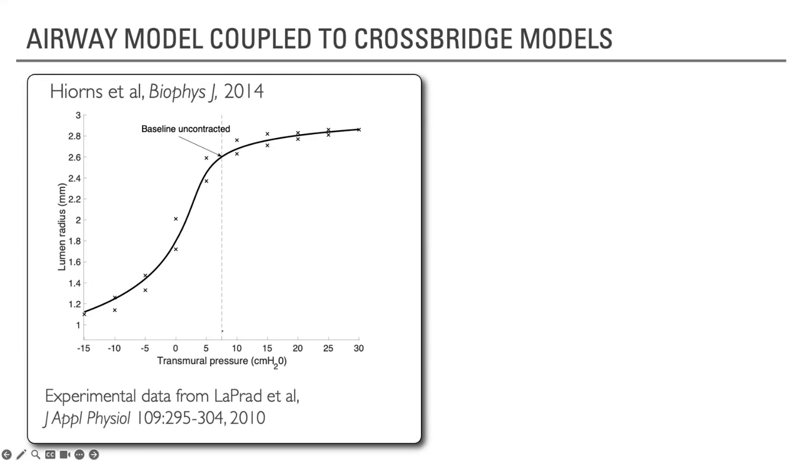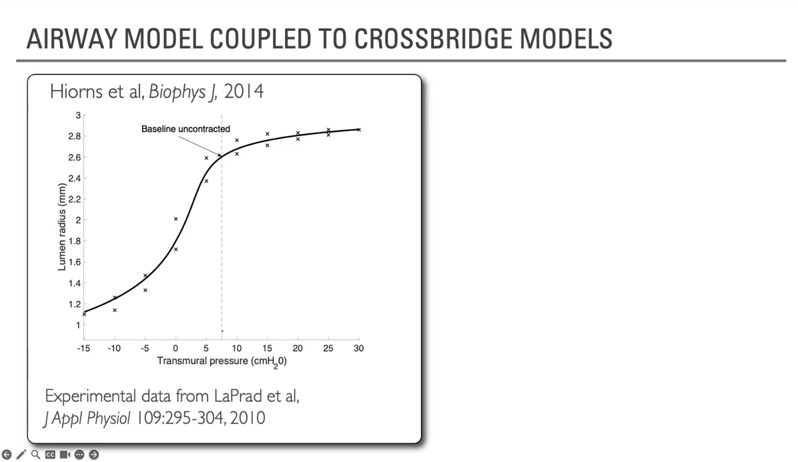And what you see here along here is what happens when you apply an inflating transmural pressure, so internal pressure minus external pressure, and what happens to the lumen radius as you do that. And we've calibrated that model to experimental data. So that's what you're seeing here. This is in the absence of any contractile agonist.